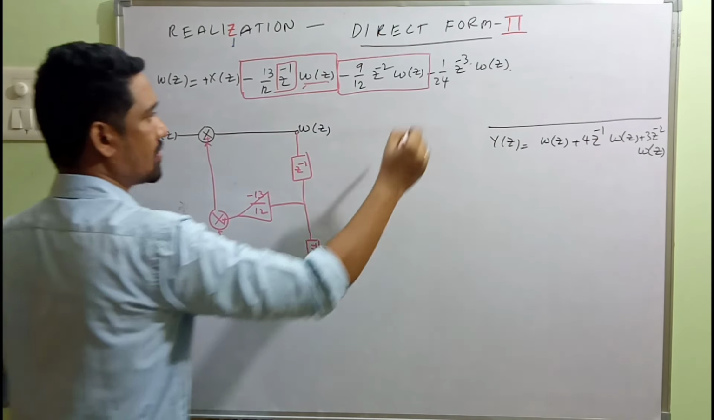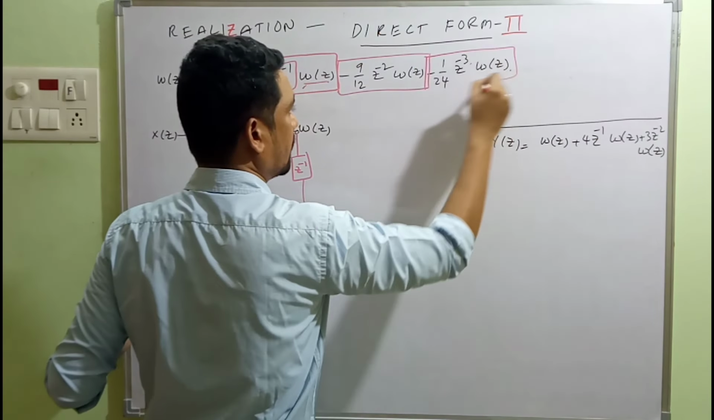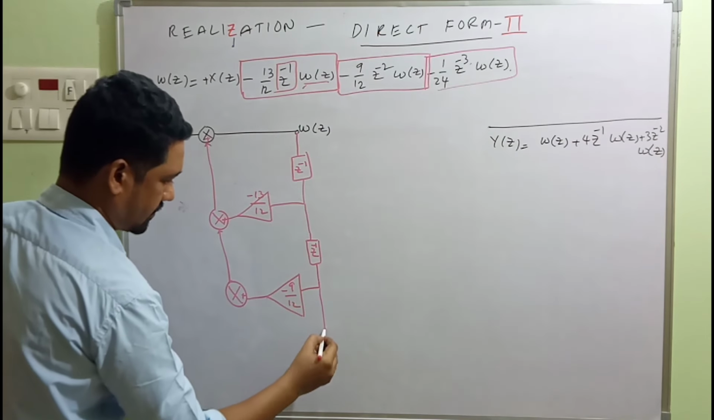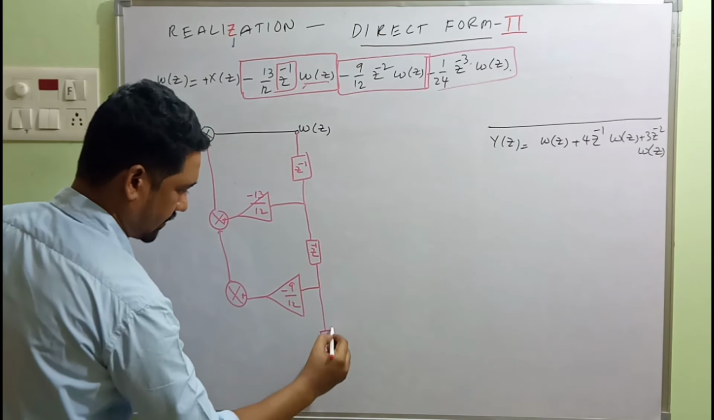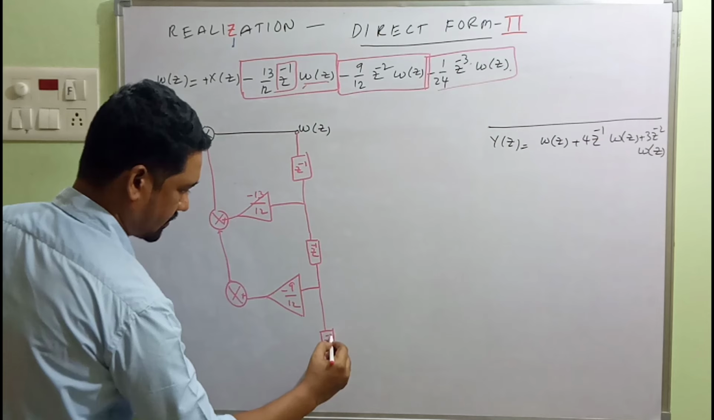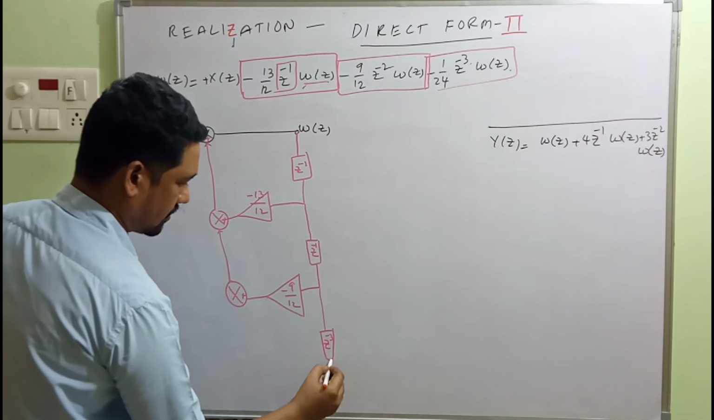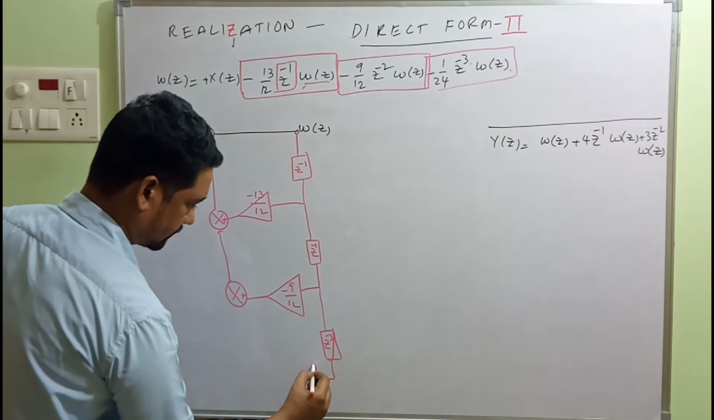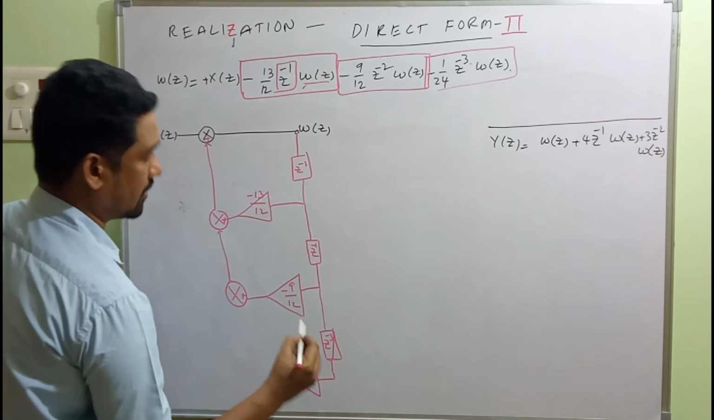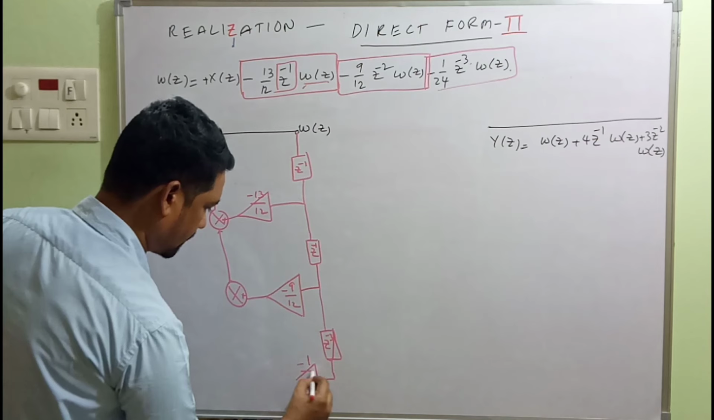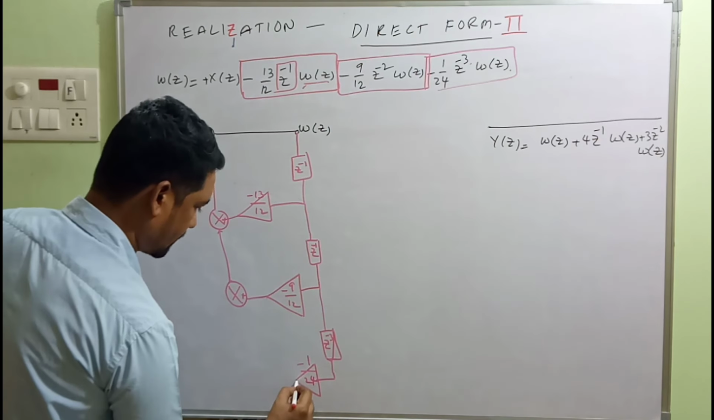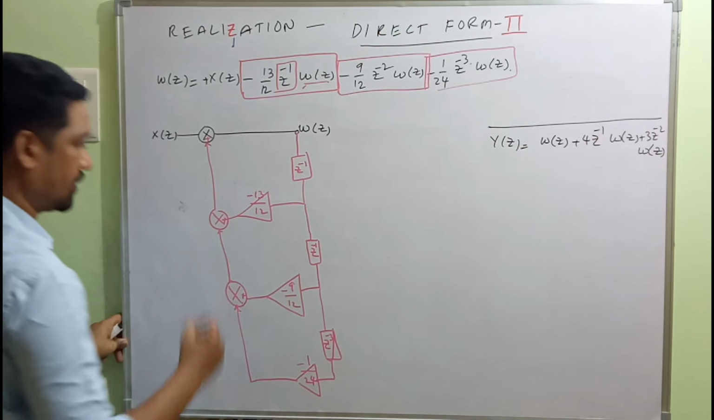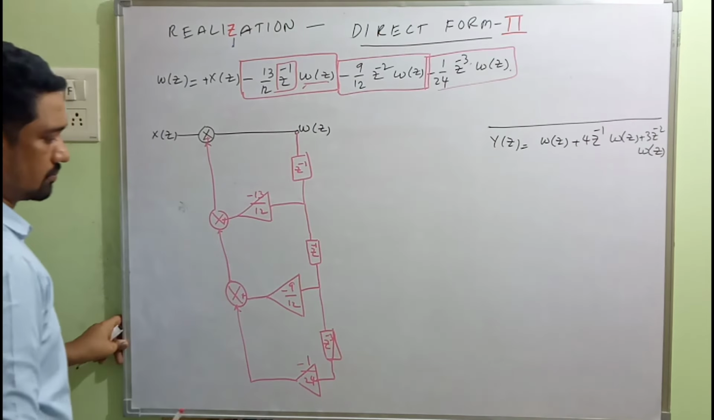And another is left over, it's minus 1/24. It's another delay element which gives us z^-3 W(z), multiplying this with another multiplier, what amount? Minus 1/24, isn't it? And this signal gets added over here. We are done with this one.